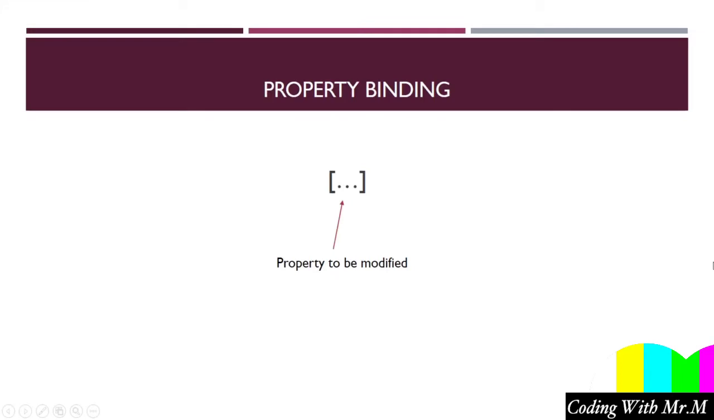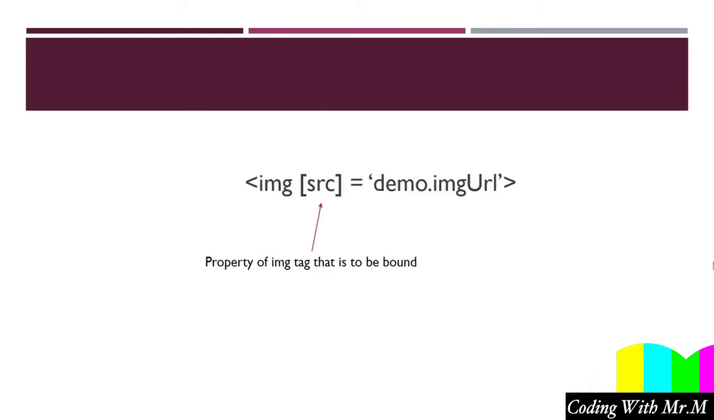Square brackets are used in Angular to do property binding. Any property that needs to be modified or to be bound to the HTML element needs to be put inside these two square brackets, and then you go with property binding. To do property binding, this is how you do it. Suppose you have an image tag, then you go with the property src of that image and you provide it any value. So this src property of the image tag is to be bound to the DOM element.